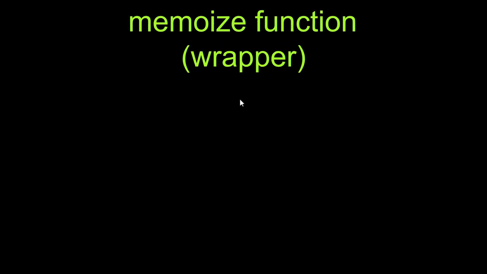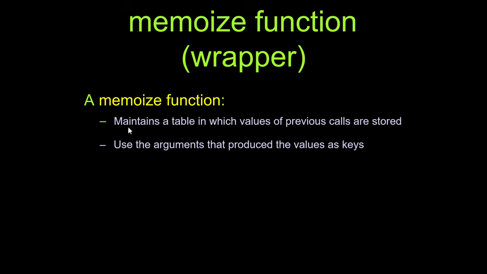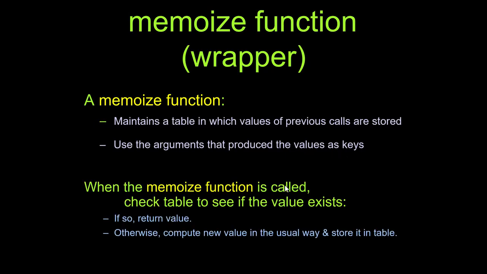We now see the detail of our memoir function, which is our wrapper. This is going to be used by all three presentations. A memoir function is a function that maintains a table in which values of previous calls are stored. It uses the arguments that produce the values as keys. When the memoir function is called, it checks the table to see if the value exists. If so, return the value. Otherwise, compute the new value in the usual way and store it into the table for future use.